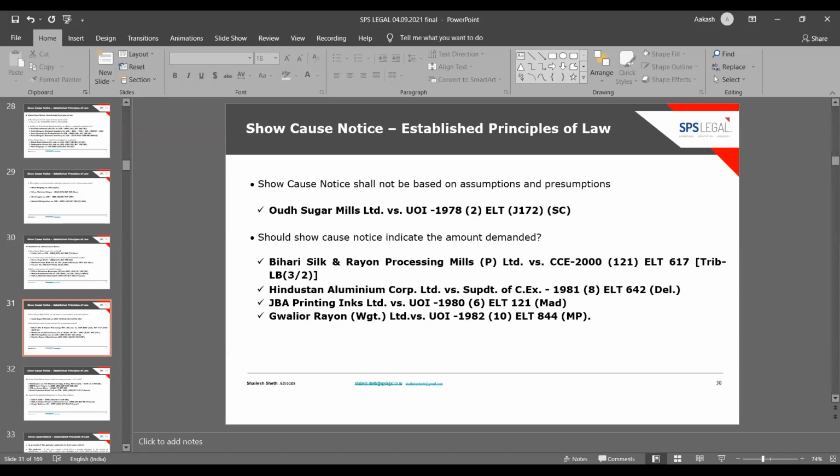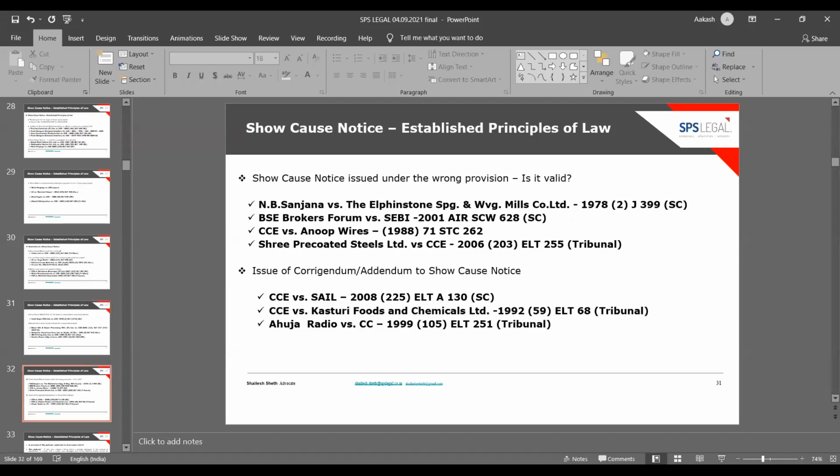So unless the amount is specified in the notice, it becomes like an open-ended scheme, which may not be correct. So I personally feel the observations and the law laid down by the Madras High Court single judge in the JBA Printing Ink Limited case is the proper law, and a show cause notice needs to have a specific amount. We may see some fireworks in the coming days, maybe on this issue.